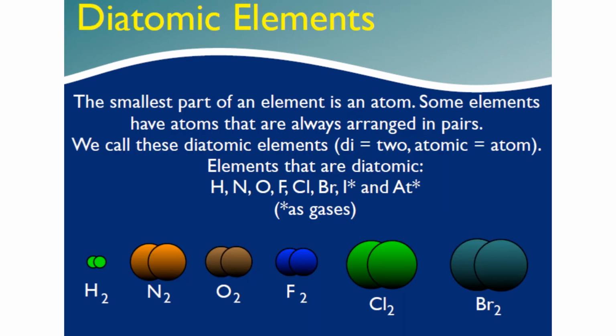There are certain elements that are called diatomic elements. The smallest part of an element is an atom. Some elements have atoms that are always arranged in pairs. We call these diatomic elements. Di meaning two, atomic meaning atom.